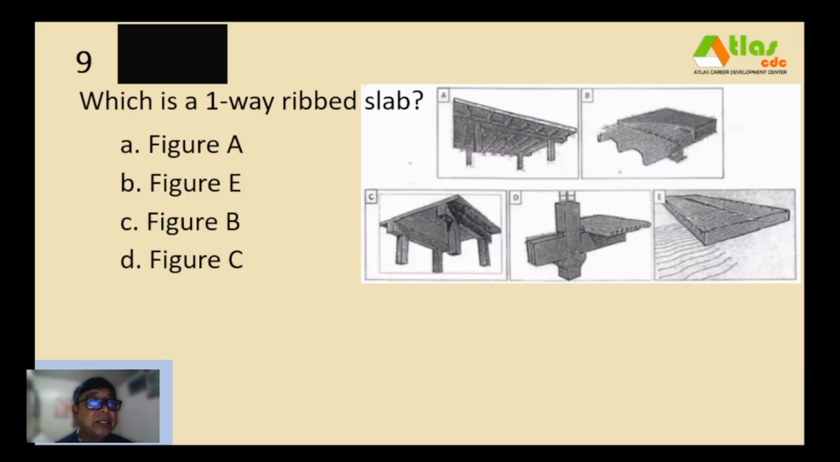Question number 9. Which is a one-way rib slab? Letter A is figure A. Letter B, figure E. Letter C, figure B. And letter D, figure C. 10 seconds.